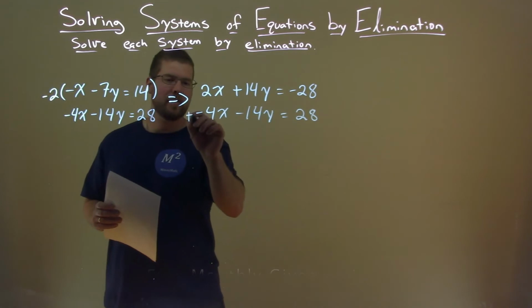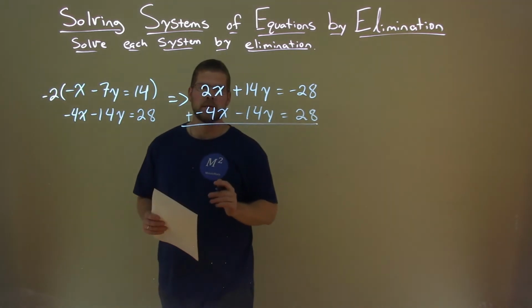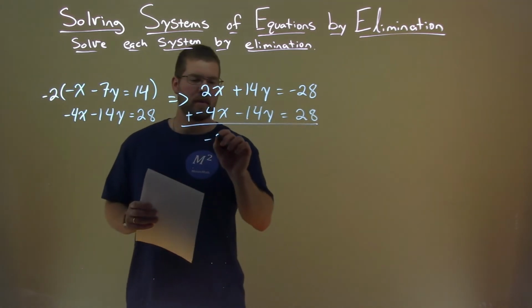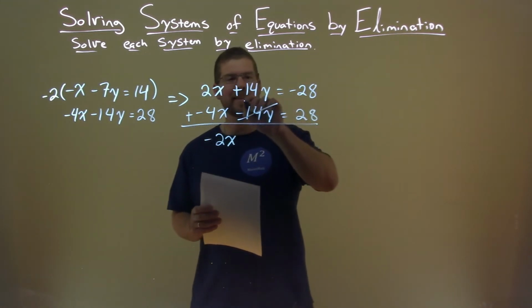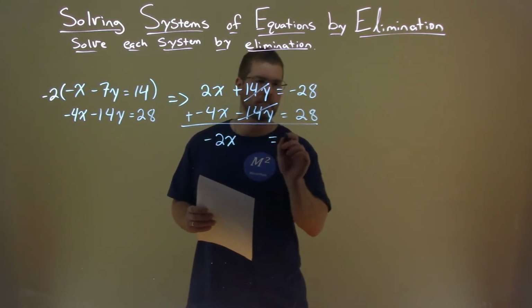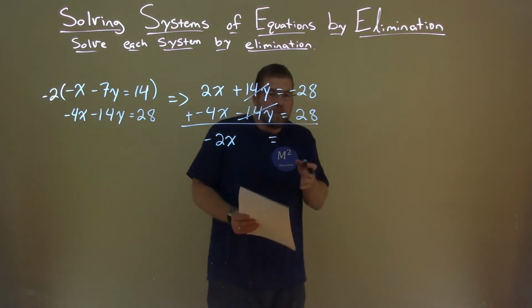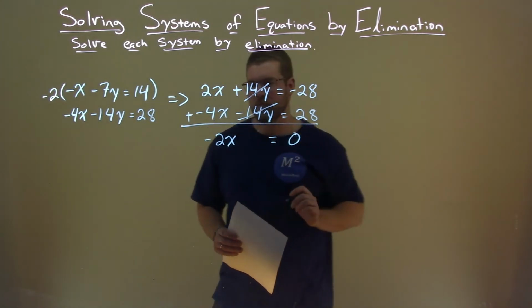We now add the two equations here. 2x plus a negative 4x is a minus 2x here. 14y plus a negative 14y eliminates the y. That was the goal. Negative 28 plus 28, be careful, is also a 0.